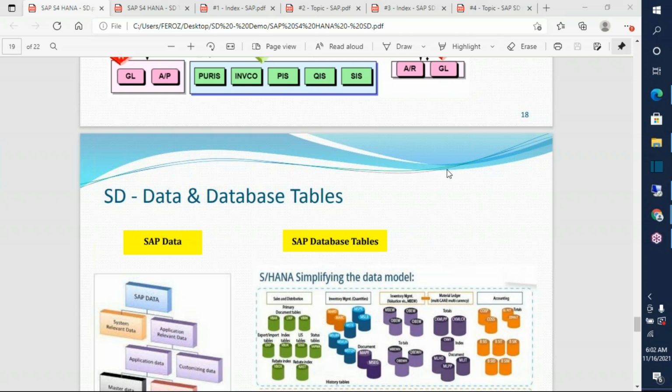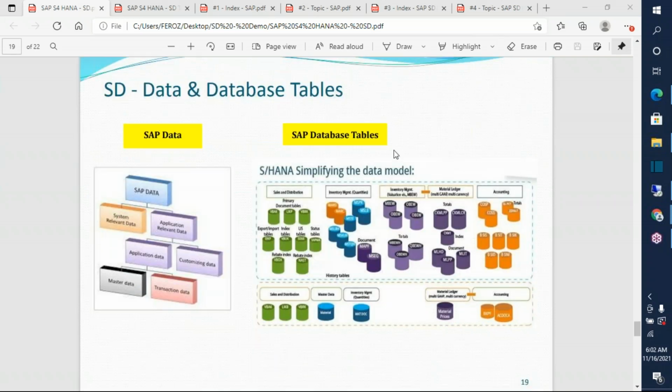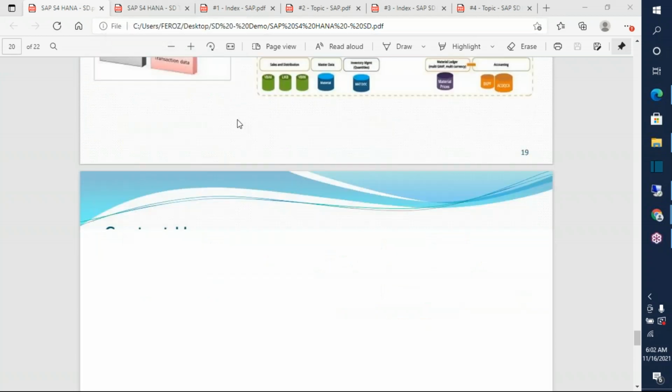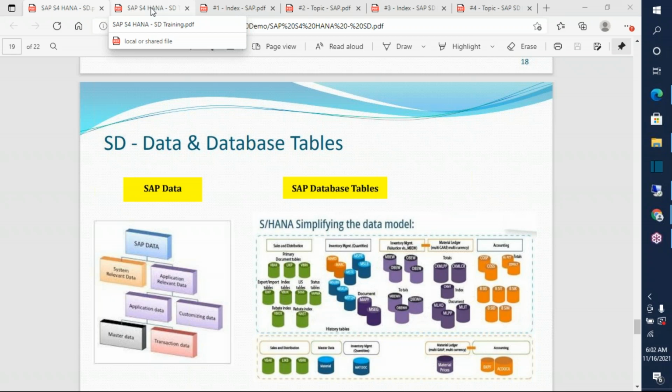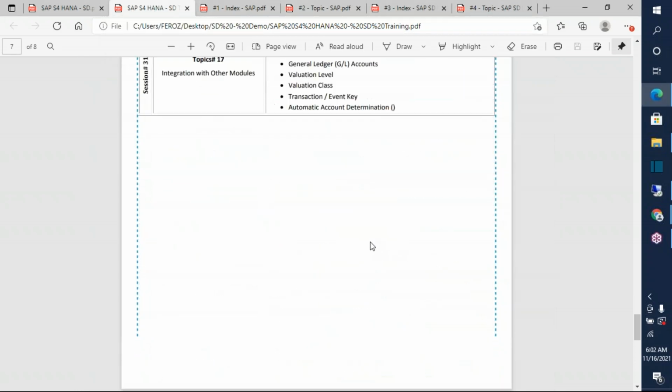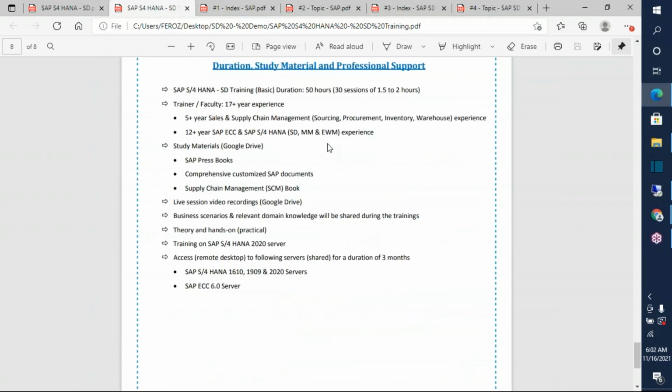This is also part of this one, and we will also discuss SAP data and SAP database tables related to the SD module. Okay, so these are the main concepts which will be covered in the training. The duration of this training is 50 hours, and it will be covered in 30 sessions, each session of 1.5 to 2 hours.